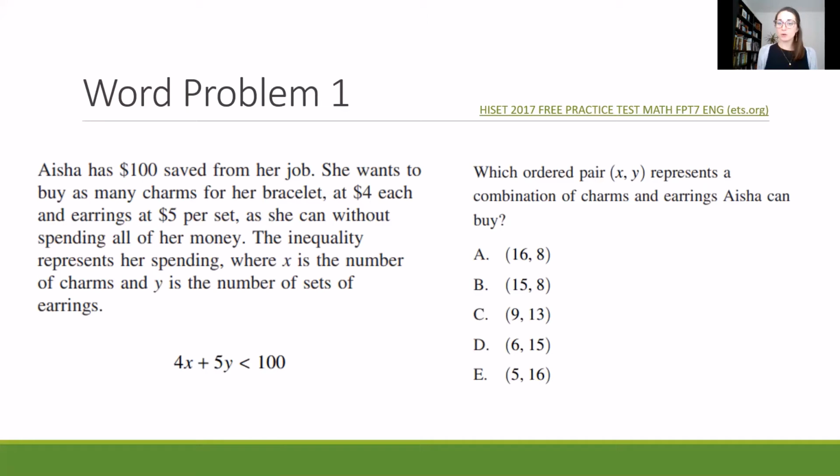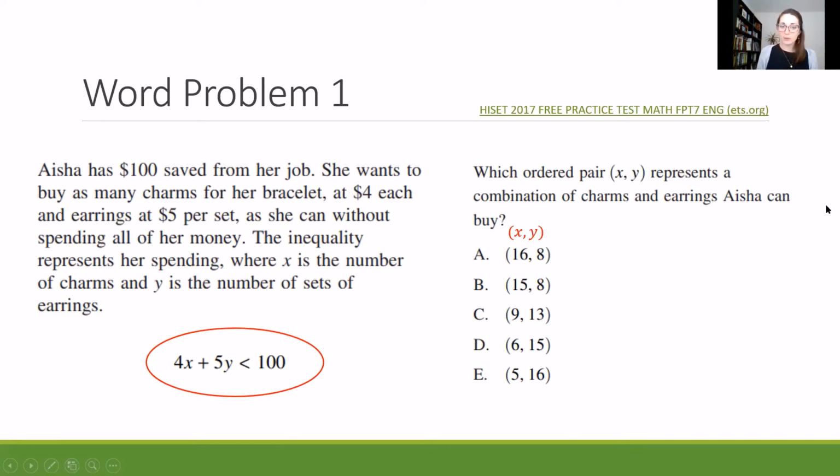So when you see ordered pair, it says (X, Y) next to it. That means that when you see these ordered pairs in A, B, C, D, and E, the first number is going to be representative of the X variable, and the second number is going to be representative of the Y variable. So you can see that here. All of these are X's and all of these are Y's.